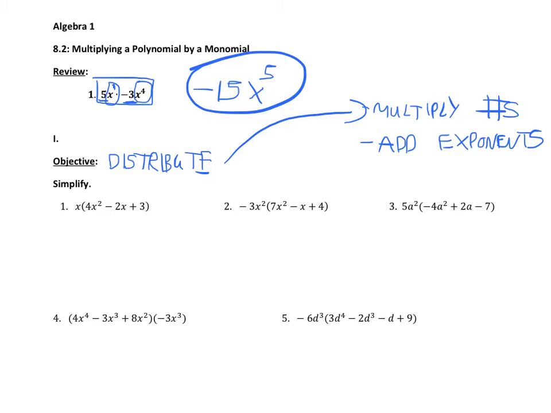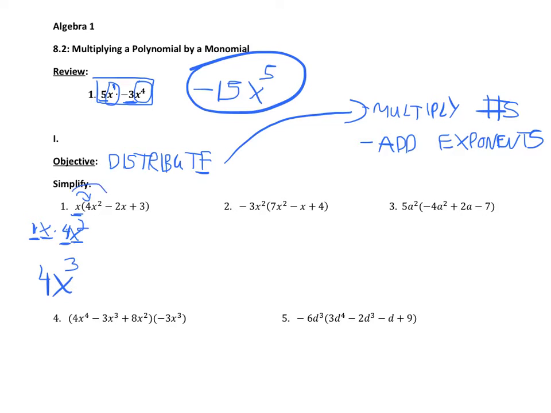Okay, so let's look at number 1. Number 1, we have this monomial x on the outside, and we're multiplying it by that trinomial, 4x squared minus 2x plus 3. So I am just going to distribute x to all of these. I'm going to write out all the steps for number 1, just so you can see it. So when you distribute, for that first arrow, it's x times 4x squared. Well, this is like saying 1x, so 1 times this 4 just gives me 4. X times this x squared gives me x cubed.